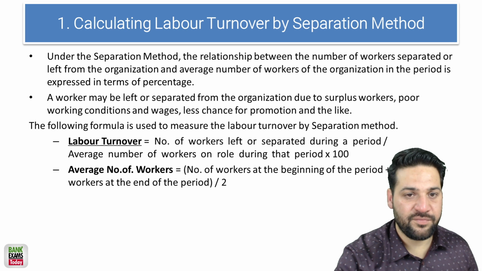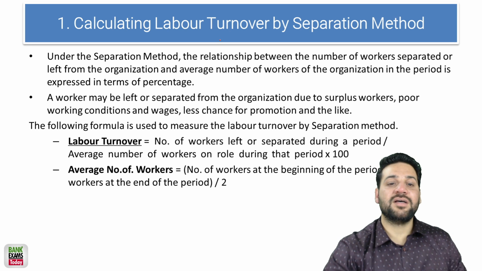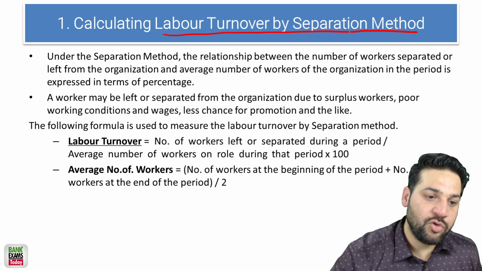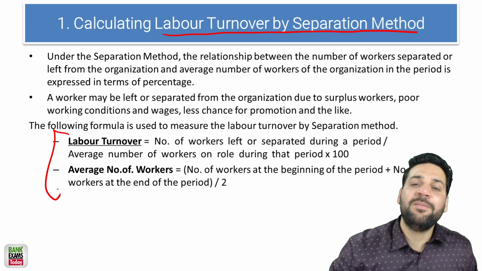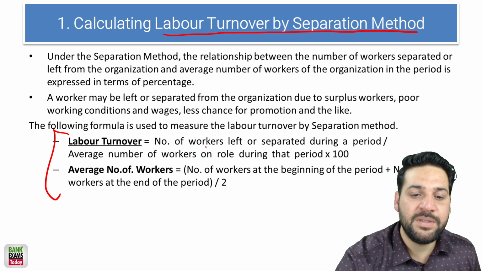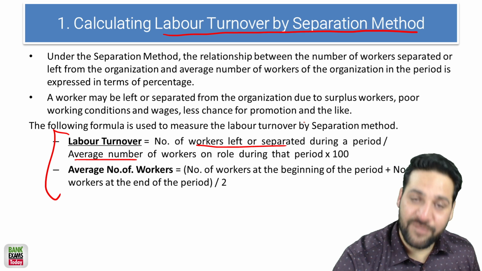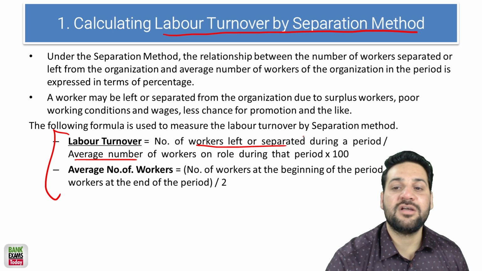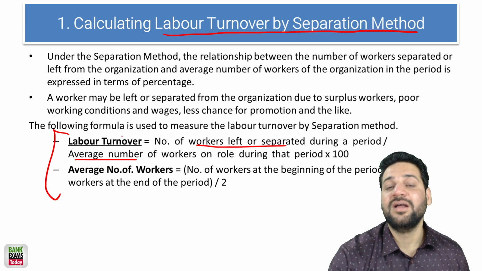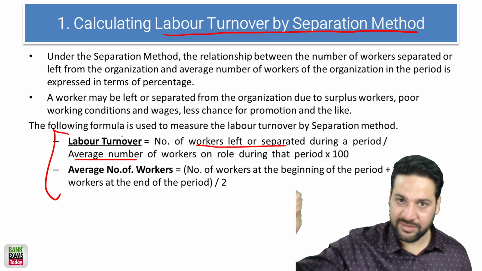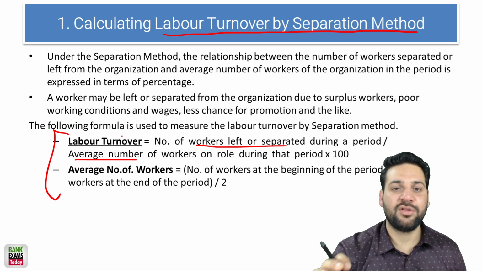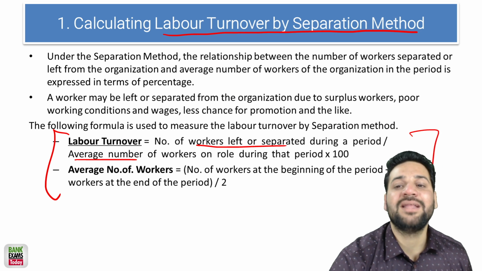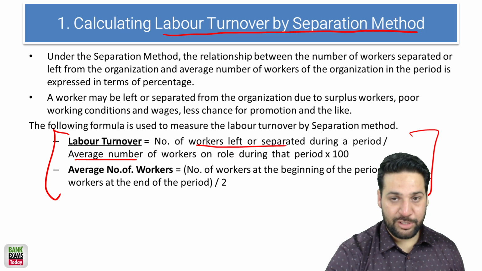Before solving this question for you, let me tell you what labor turnover by separation is. How many people left your organization? So we are finding their ratio. The simple formula is the number of people who left the organization divided by the average number of workers in your organization, multiplied by 100. That's how you'll calculate the labor turnover by the separation method. What is the average number of workers? The number of workers at the beginning of the year and the number of workers at the end of the year, add both of them and divide by 2. That's how you'll get the average number of workers during the year. So that's how you calculate labor turnover by the separation method.